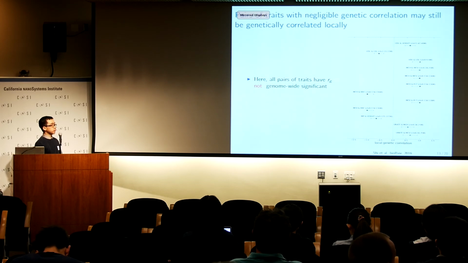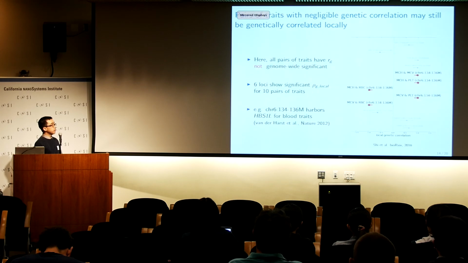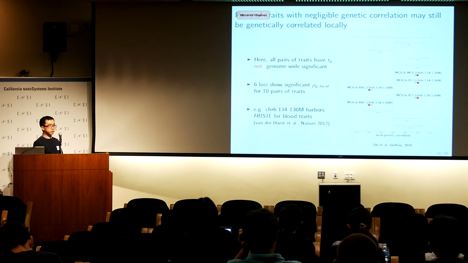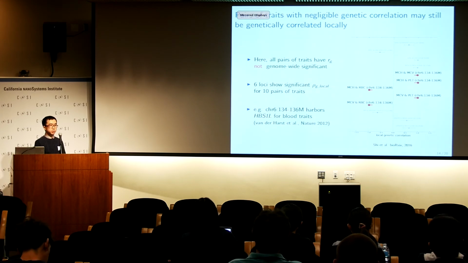We then look at all pairs of traits for which the total genetic correlation is close to 0. And surprisingly, we find that there are actually 7 loci that show significant local genetic correlation for 10 pairs of traits for which the genome-wide genetic correlation is close to 0. I'd like to highlight this locus on chromosome 6, which shows significant local genetic correlation for lots of blood phenotypes, such as mean cell hemoglobin and red blood cell counts. We went ahead and looked for genes covered by this region, and we found that this region covers the HBS1L gene, which is known to be associated with a lot of blood phenotypes.